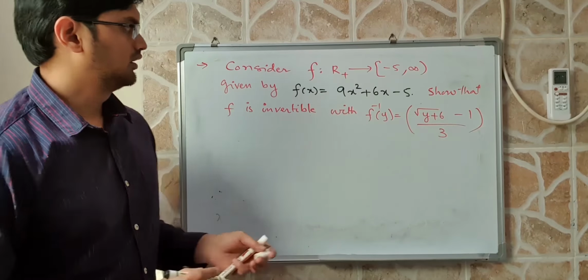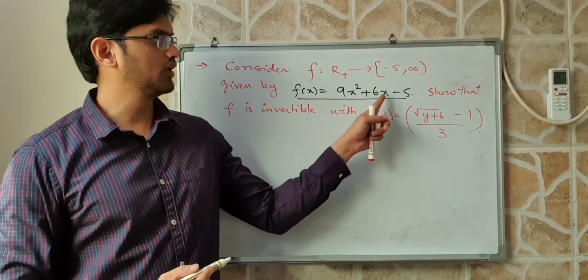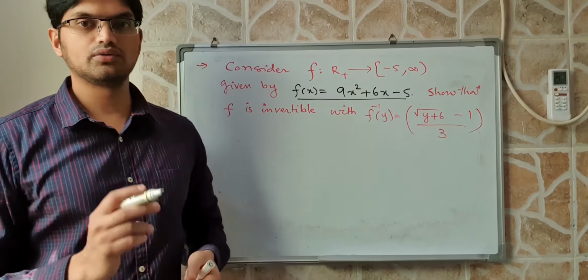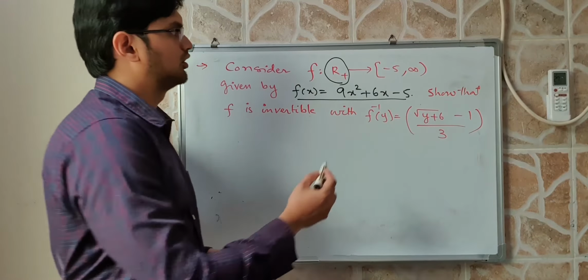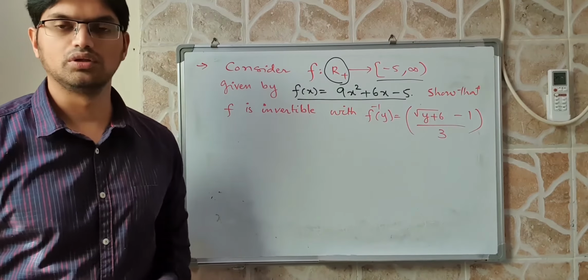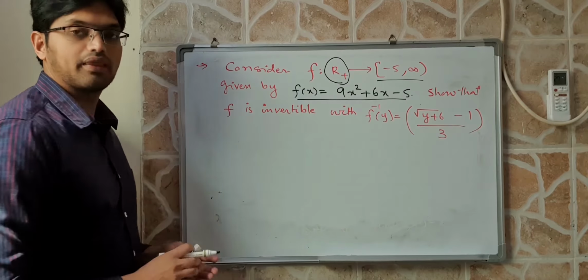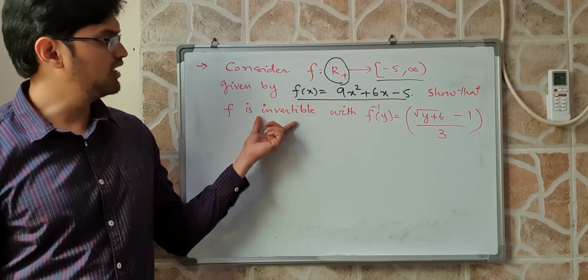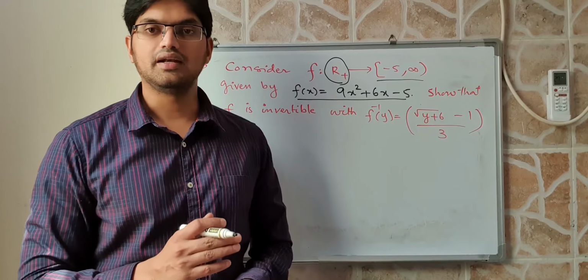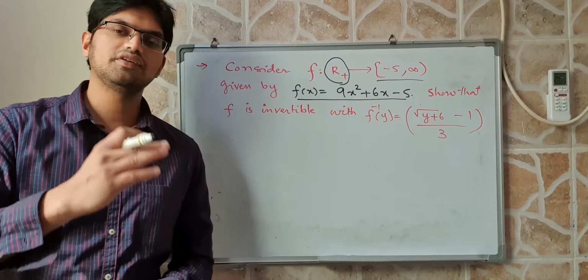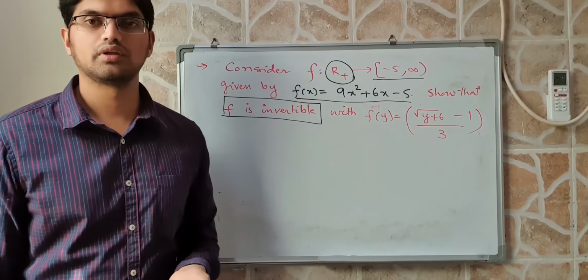So first of all, let us try to observe, they have given f of x is equal to 9x square plus 6x minus 5. Also please try to listen that it is from all positive real numbers to -5 to infinity only. That is very, very important. So let's start. When f is invertible, as I explained in the last video, f is invertible if f is 1, 1 and onto. So we have to show that it is a bijective function, that is 1, 1 and onto. So let's start.